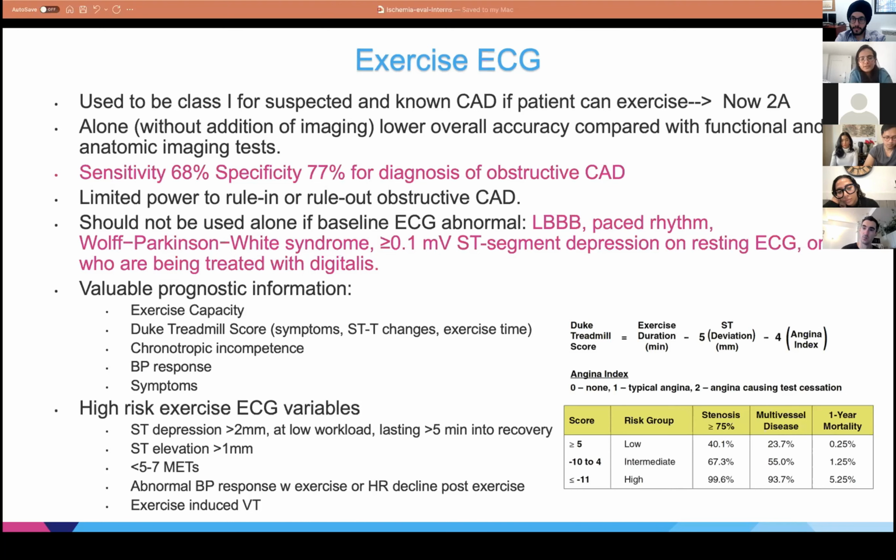Another important thing to look for is the blood pressure response. Normally, the blood pressure would go up. If you have a significant drop in blood pressure with exercise, or once your exercise is done, your heart rate is slow to come back to normal, these are the factors that are associated with poor prognostic risk and should prompt you to consider further invasive testing. Again, exercise-induced arrhythmias such as VT are also on there.